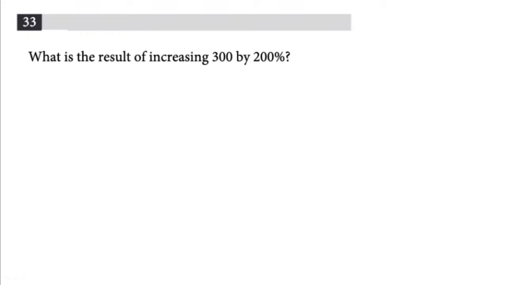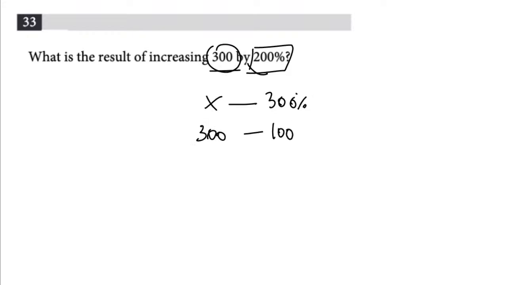So, another interesting question. Not that hard, but might be confusing. What is the result of increasing 300 by 200%? We can do it in several ways. The first one is this. When we increase something by 200%, it becomes 300%, right? So we need to find 300%. We don't know it, it's x, but we know that 100% is 300. So 300 is our 100%.